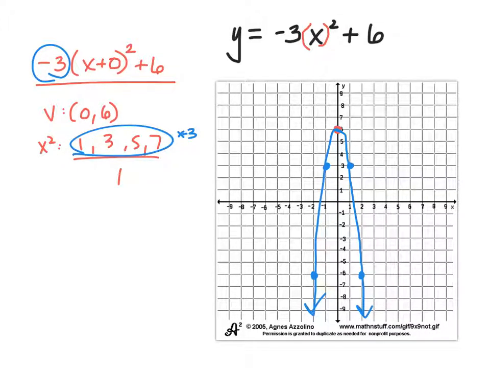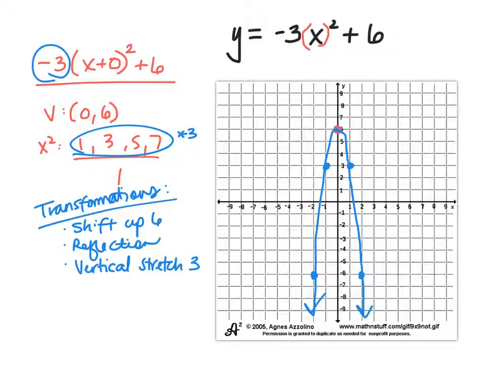So when we name the transformations, I get that we have a shift up of 6, a reflection, that's the negative out there in the front, and a vertical stretch of 3. So remember, you should be good at naming those transformations. I think you all are pretty good on domain and range, but I can do that again one more time just for practice, right? Domain is all real numbers. My range this time is going to be y is less than or equal to +6, because I'm opening down.